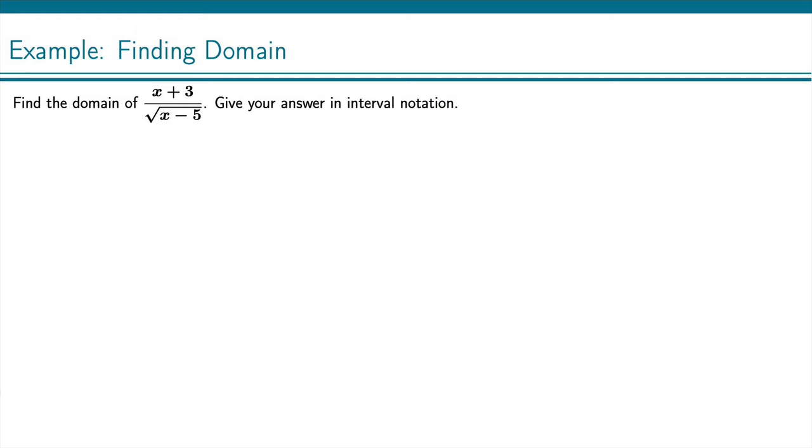Find the domain of x plus 3 over the square root of x minus 5. Give your answer in interval notation. When finding the domain, there are two rules that we're going to use in this function here.